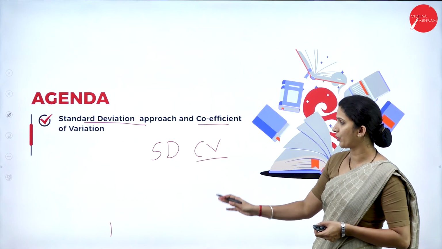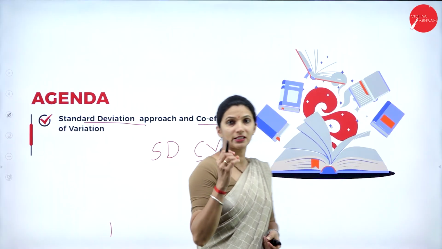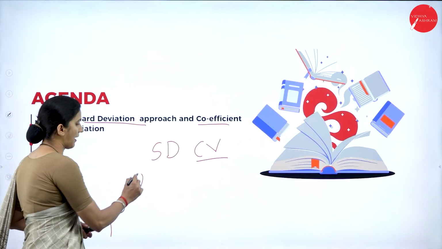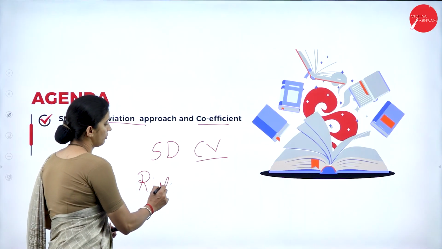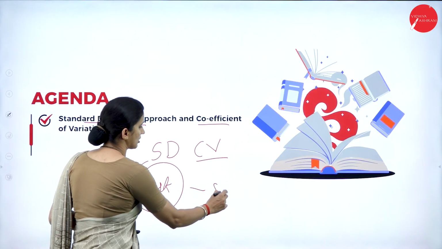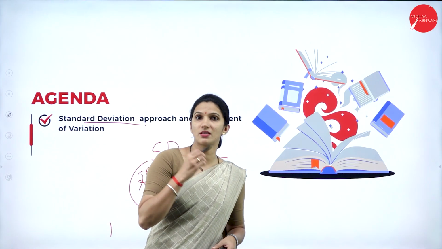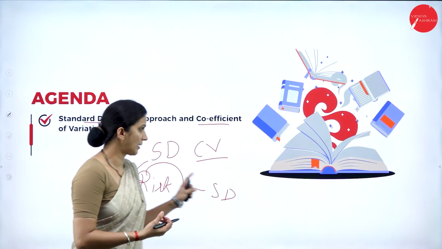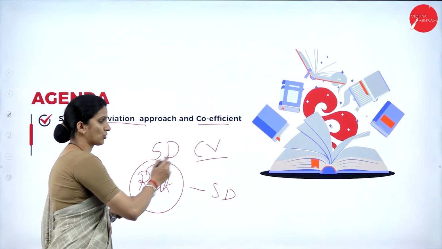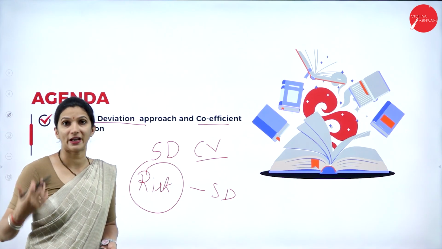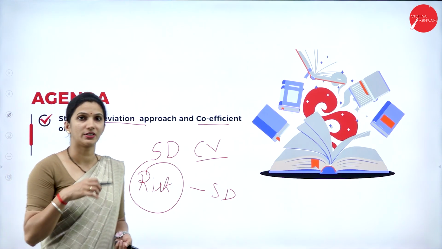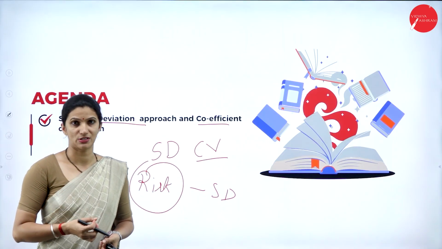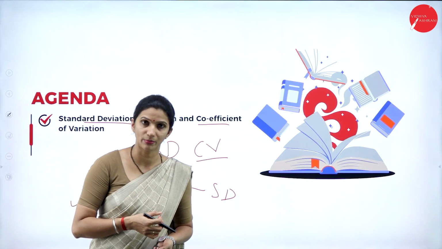So under this approach, the main thing is, given two projects, we are going to calculate what the risk factors are. So always your standard deviation is used to find out what is the risk factor that is involved in any project. So by calculating the standard deviation and coefficient of variation, we'll find out the rate of risk involved in any given investment project or in any capital budgeting decision.